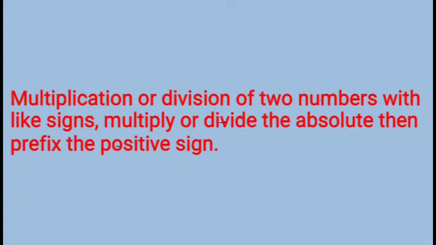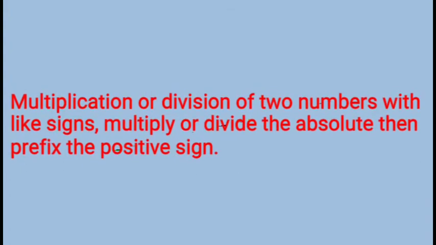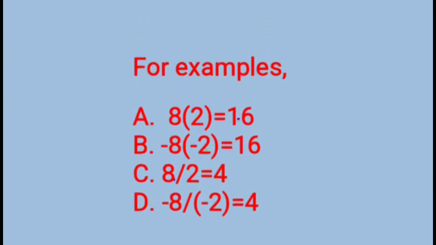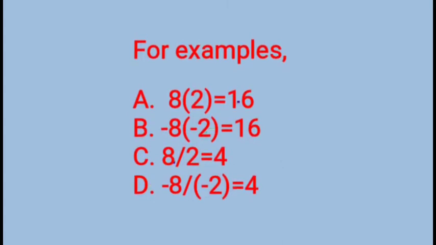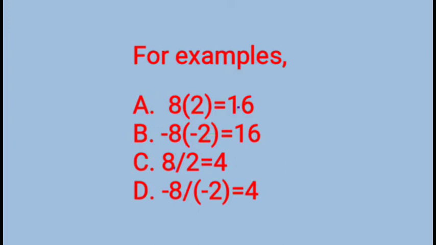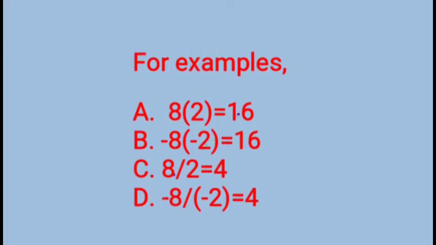Multiplication or division of two numbers with like signs. Multiply or divide the absolute values, then prefix the positive sign. For example, if we multiply +8 and +2, the answer will be simply +16. In the next example, -8 multiplied by -2 will also be +16. The same rule is also applied in division, such as +8 divided by +2 equals +4. For -8 divided by -2, the answer will be +4.